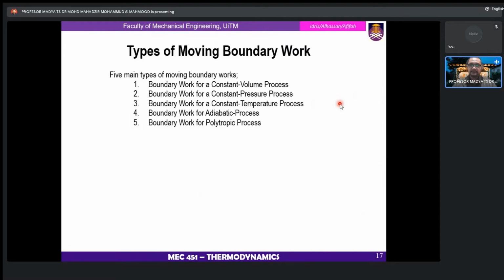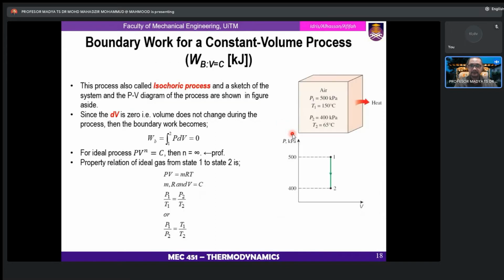Actually, this boundary work can be divided into 5 processes. In thermodynamics, we will cover only these 5 processes. That means, students, you have to remember all these 5 processes that will happen in thermodynamics. Okay, we look at the first one. The first one is called the isochoric process, which is the constant volume process.